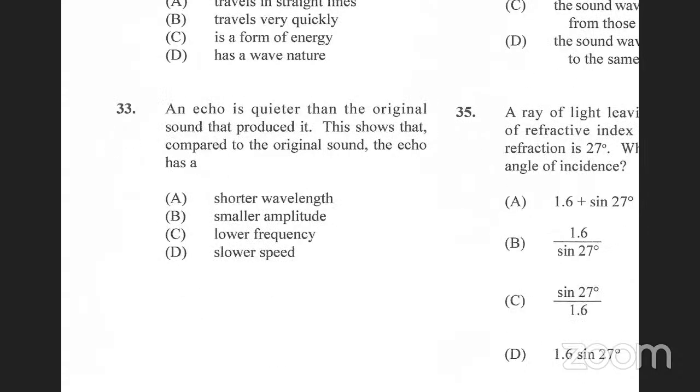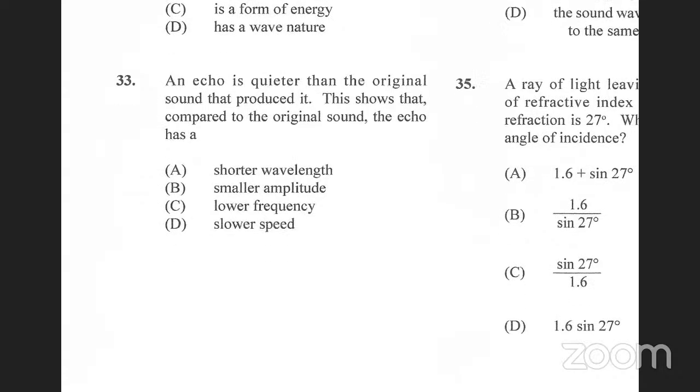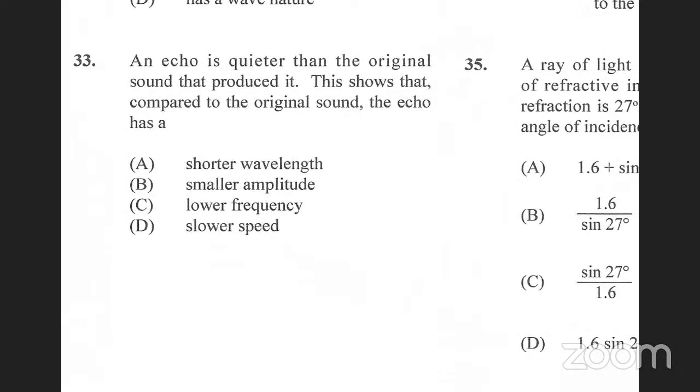33, an echo is quieter than the original sound that produced it. This shows that the echo has a smaller amplitude. Remember, loudness has to do with amplitude. So if it's softer, it means the amplitude dropped. So 33 is B.